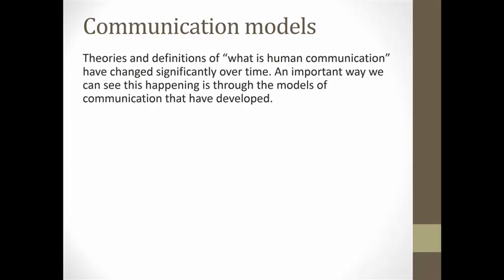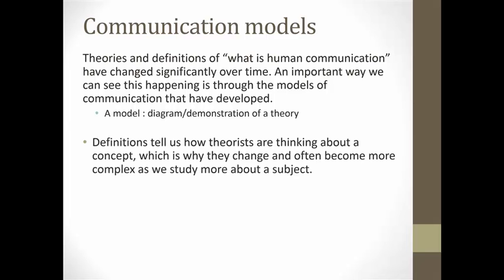So when we talk about theories and definitions of what is human communication, those theories have changed pretty significantly over time. An important way we can see this happening is through the different models of communication that have been developed. Remember that a model is a diagram or a demonstration of a theory. It's literally trying to draw out this abstract theory that you have. So definitions tell us how theorists are thinking about a concept, which is why definitions, theories, and models change over time and often become more complex as we study more about a subject.